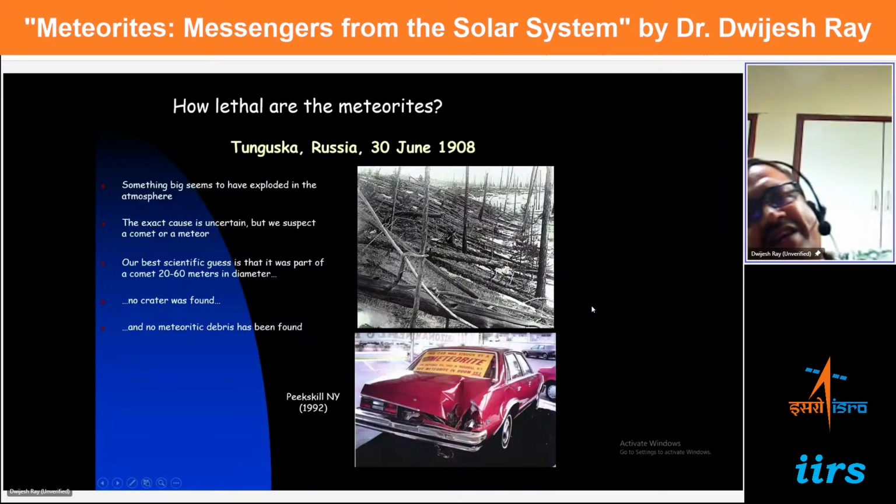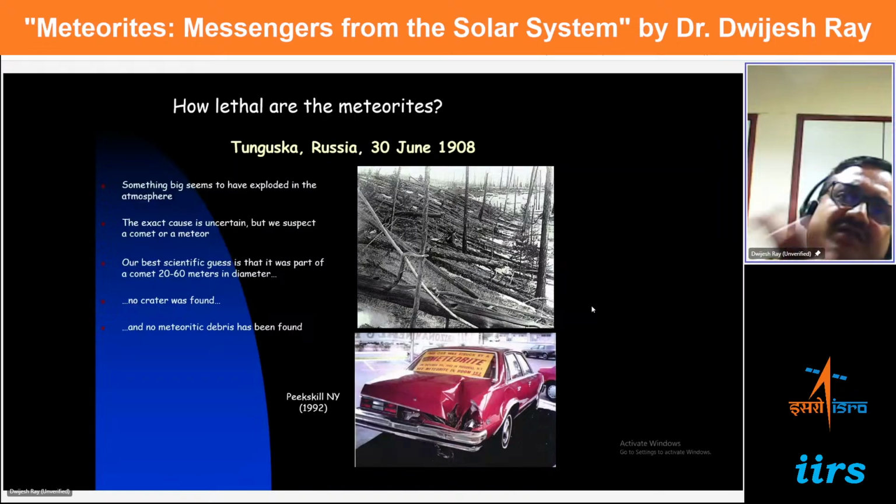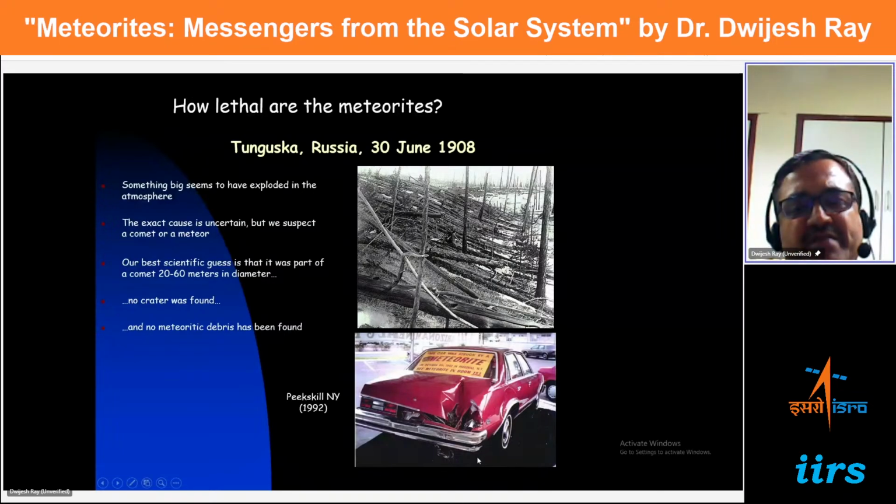So later on, there was a revisit, and now we can confirm that some airburst explosion took place, but there is no meteorite, meaning no rock fragments survived this incident. This is the main cause where all the trees got burned. Sometimes it can damage property, like you can see that one car has been damaged.